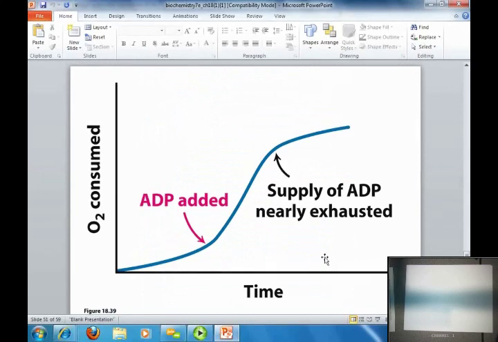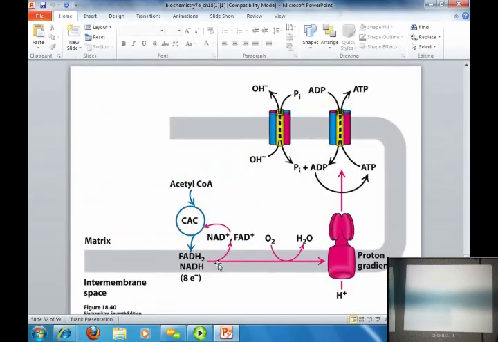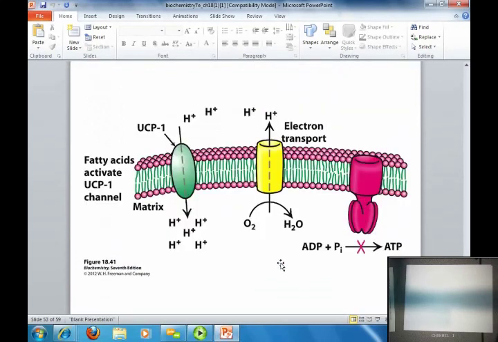ADP added, supply of ADP. We easily used to do this in a research lab. If you add ADP, more oxygen is consumed. You can draw a graph on a time scale, an XY graph. You can do it. That's what we did. And these are the matrix side, how the ATP proton gradient is linked, again another cartoon.